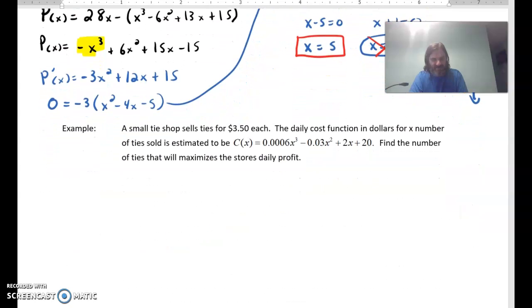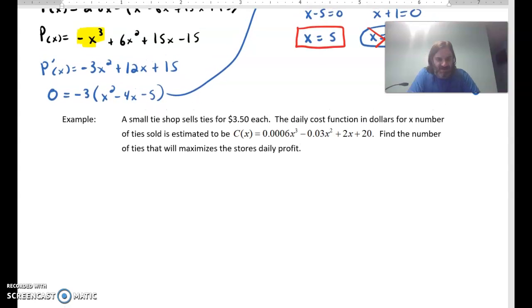All right, let's look at this next one. A small tie shop sells ties for $3.50 each. The daily cost function in dollars for x number of ties sold is estimated to be C of x equals 0.0006x cubed minus 0.03x squared plus 2x plus 20. Find the number of ties that will maximize the store's daily profit.